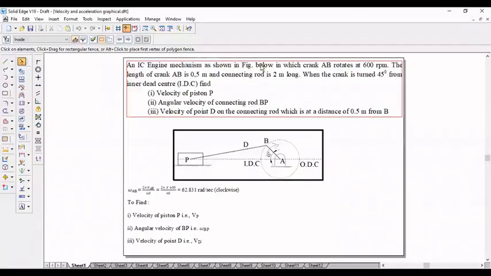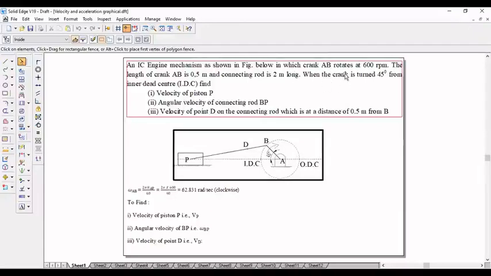They are given the figure in which crank AB is rotating at 600 rpm. The length of the crank AB, from this point to this point, is 0.5 meter. The connecting rod, that is from P to B, is 2 meter long.